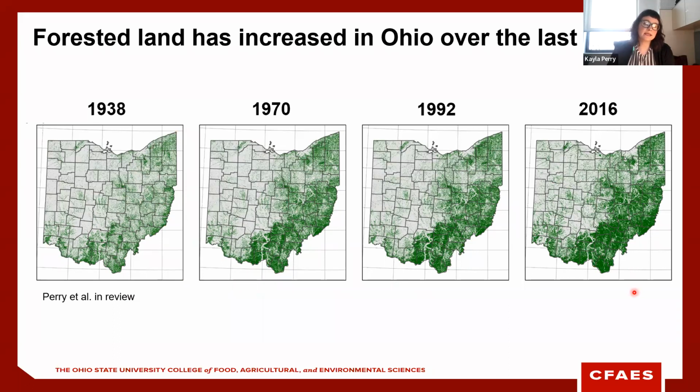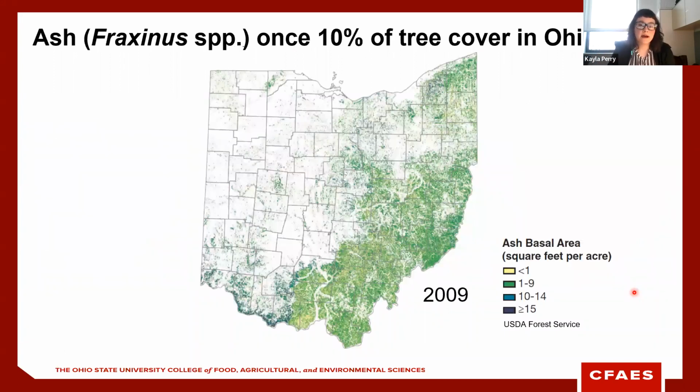You can sort of see how it's becoming more dense over time. This is looking at national land cover data at these 4 points in time. So it's important to consider forested resources in Ohio. We've seen an increase, and how exotic species such as emerald ash borer may be impacting this really important resource within the state. If we take a closer look at, say, ash within the state, at one point in time, ash, or species within Fraxinus, represented about 10% of the tree cover within Ohio, and that's represented here in this figure. These data are from 2009.